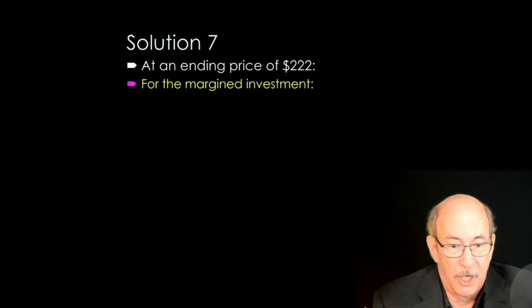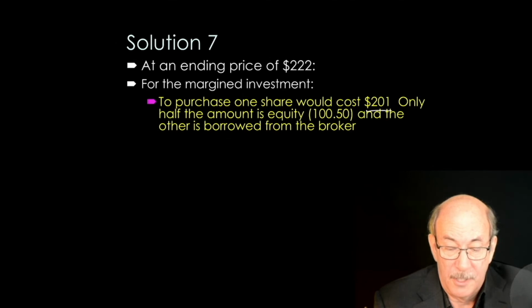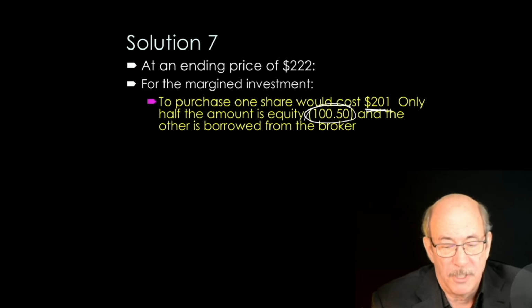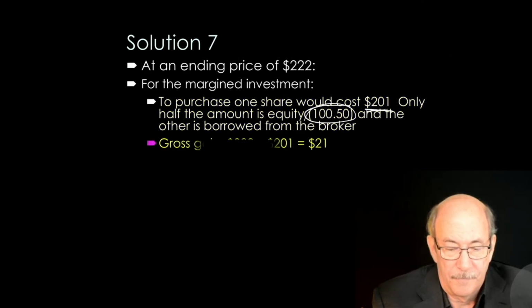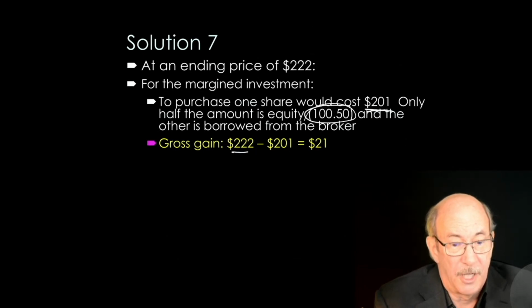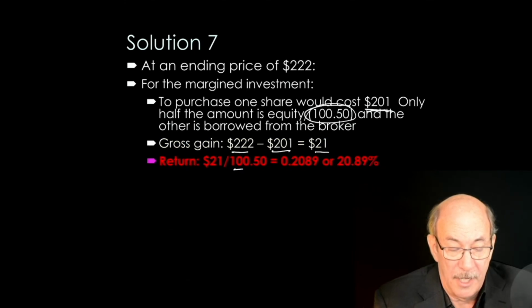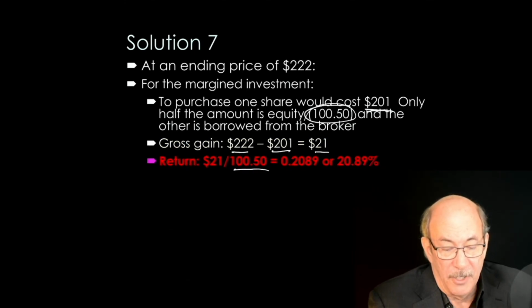But for the long margin investment, we purchase at $201, but remembering that we're using 50% borrowed money, so our net capital invested, our net worth, is only $100.50. So that's the basis on which we compute our returns. That's in the denominator. And so a $222 price minus the initial price paid means that we have on a per share basis a $21 total gain, and 21 as a percent of the initial investment of our net worth of $100.50 is 20.89%, and that's a gain.